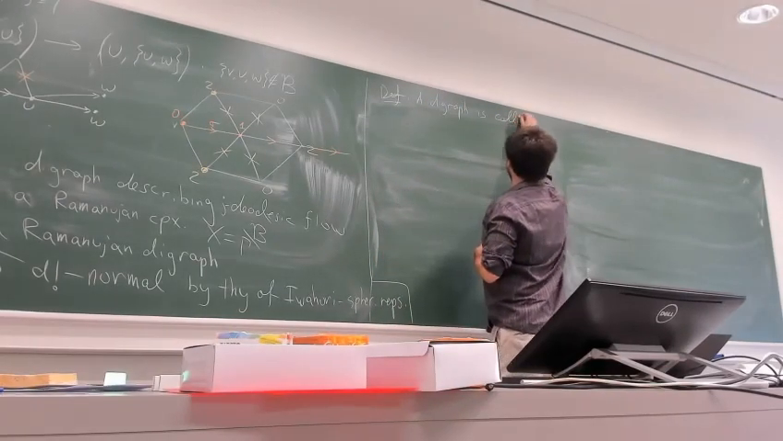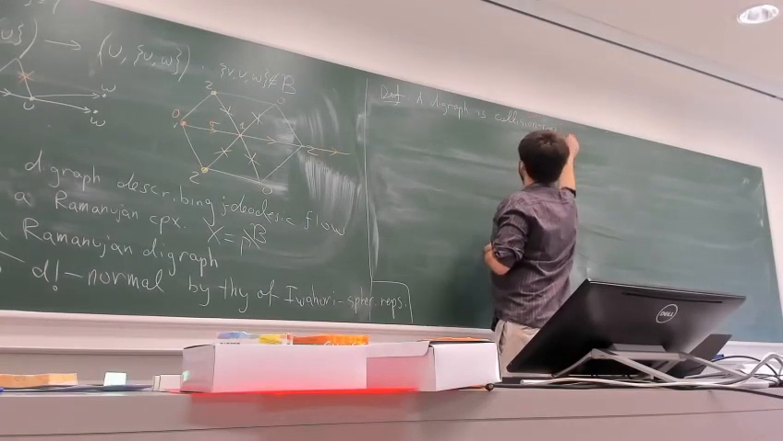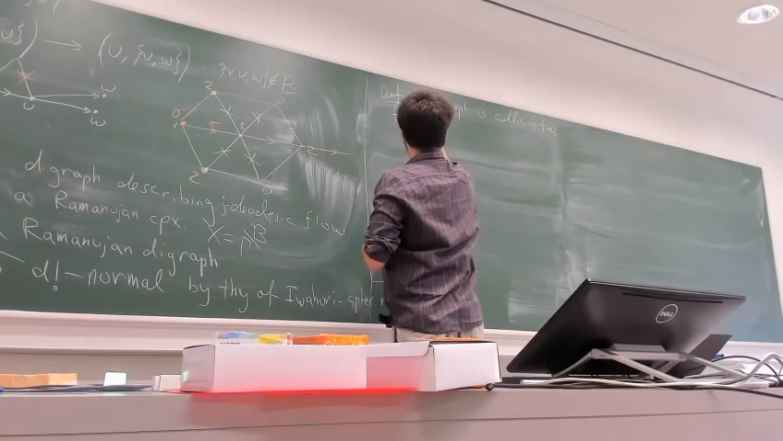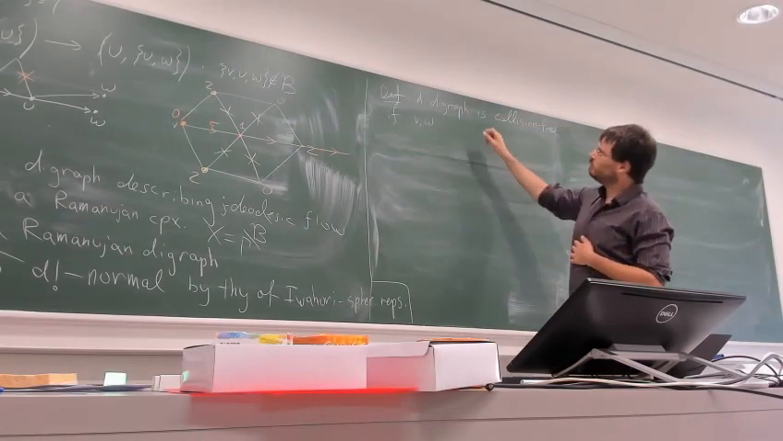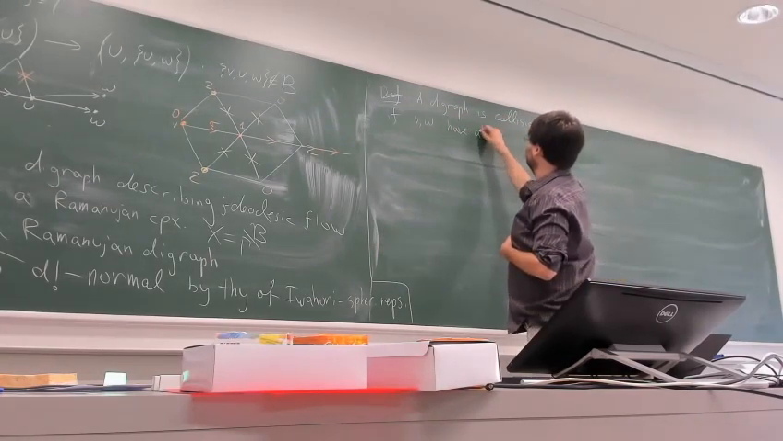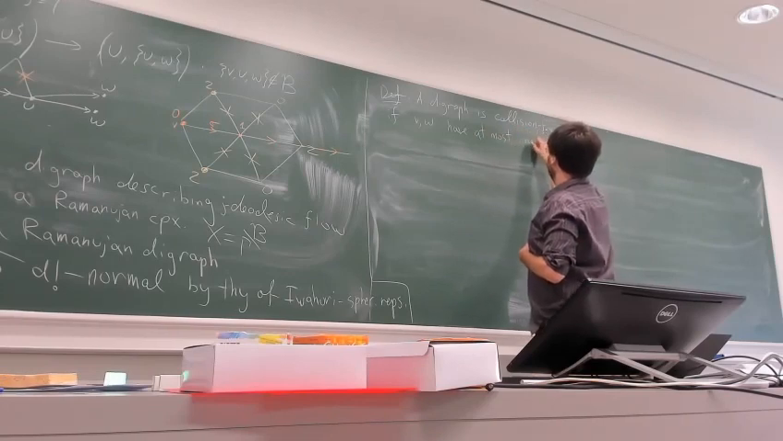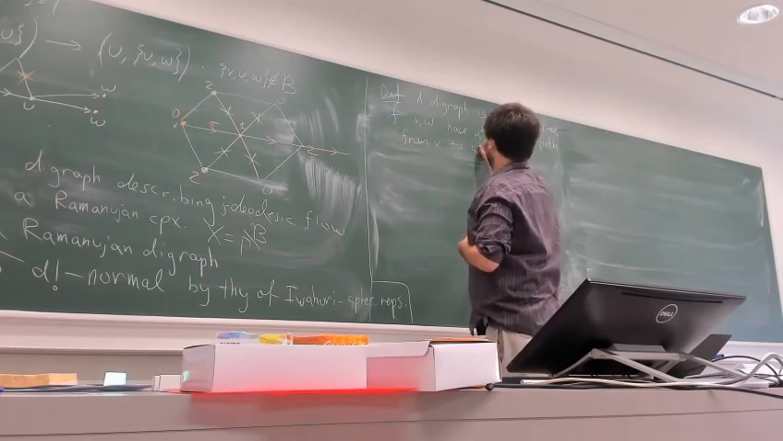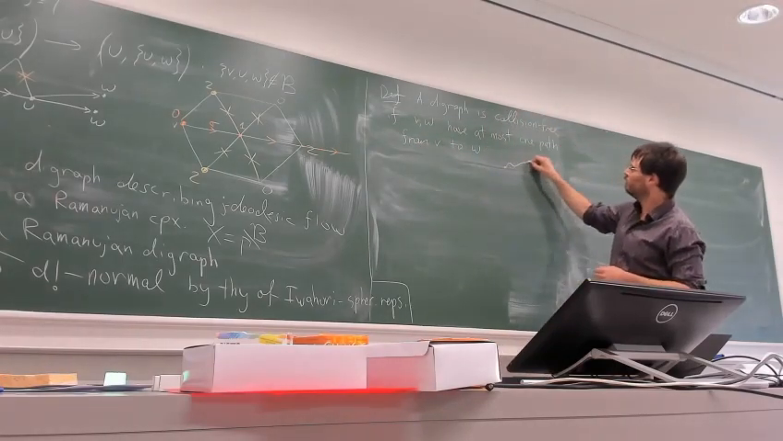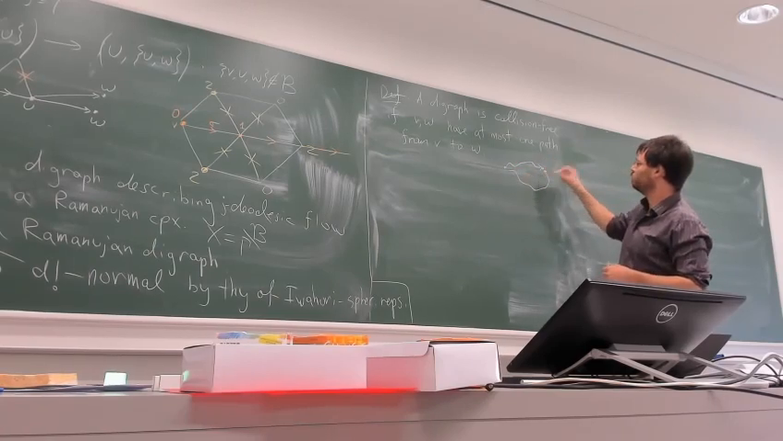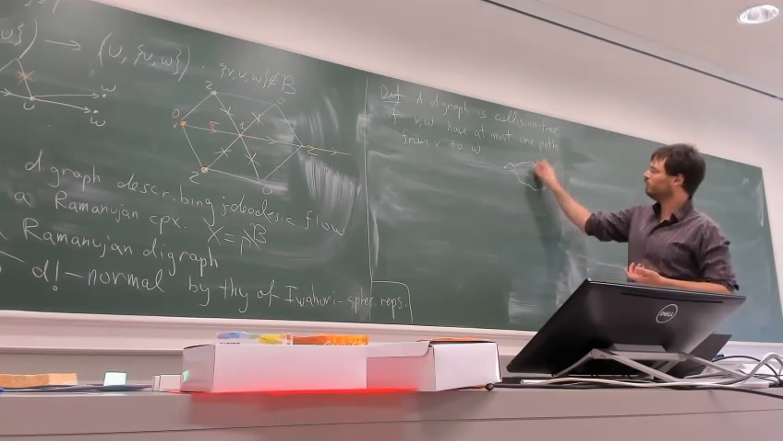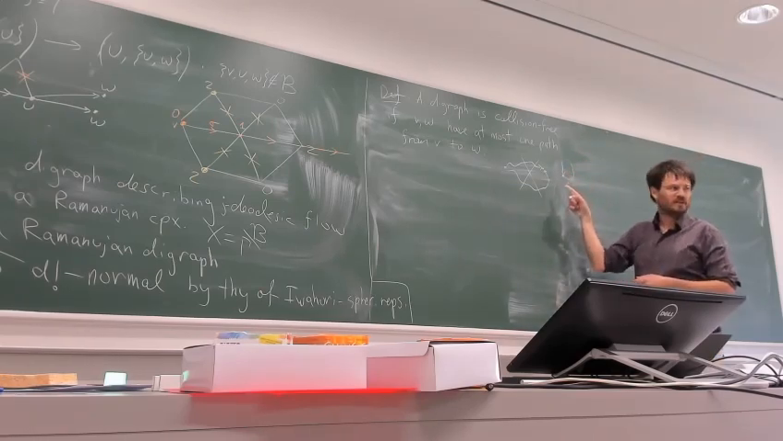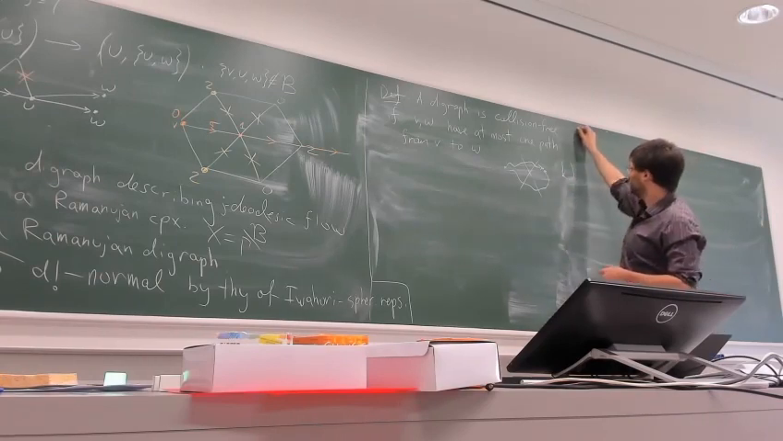is collision free if every pair of vertices have at most one path from V to W. So you don't have one path and let's say another path. It could be longer. You also don't have loops, because if you have a loop, you can take this loop twice, and that's a different path. Cycle.